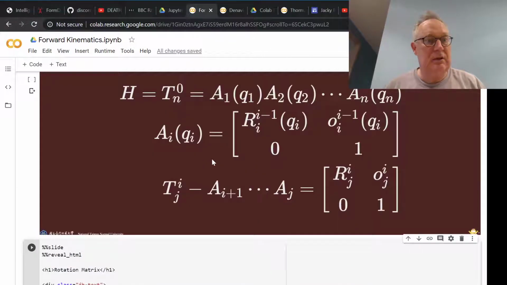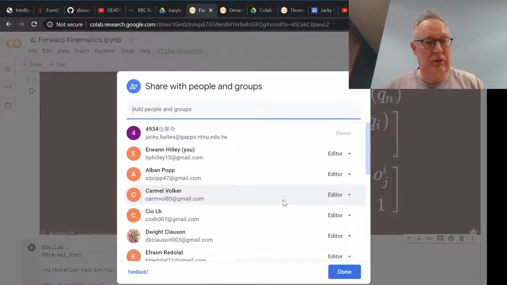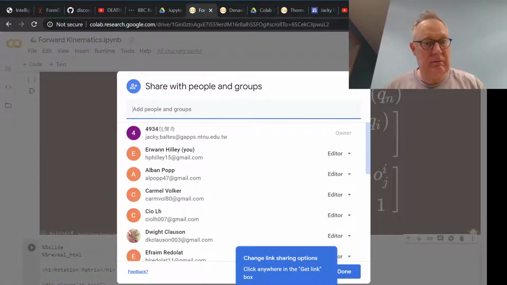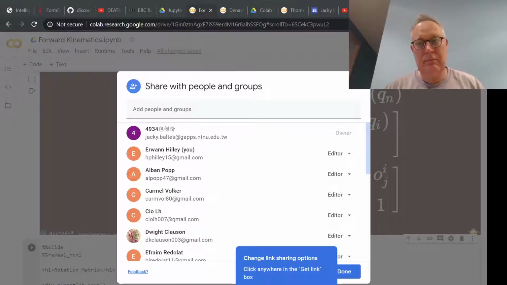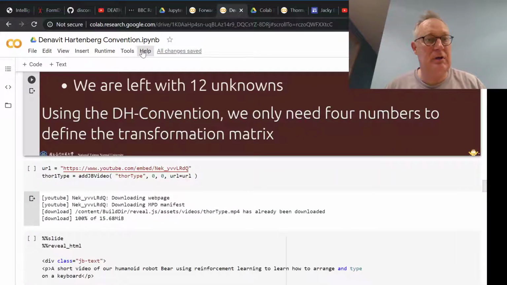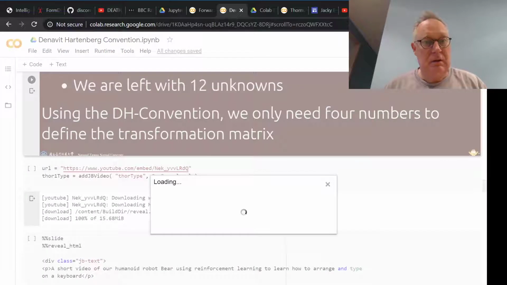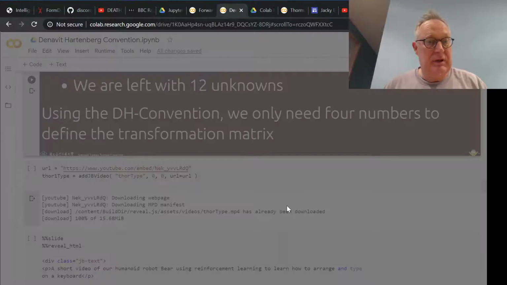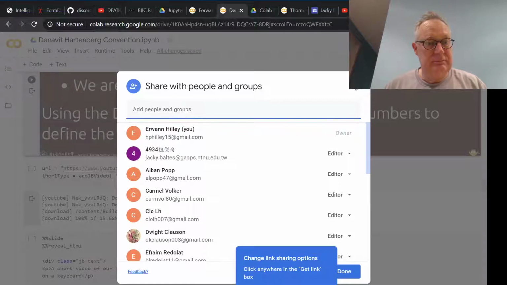Forward kinematics cannot be opened. How come? Share. This is the link for forward kinematics, and right now I'm working on the Denavit-Hartenberg Convention. So that would be here.